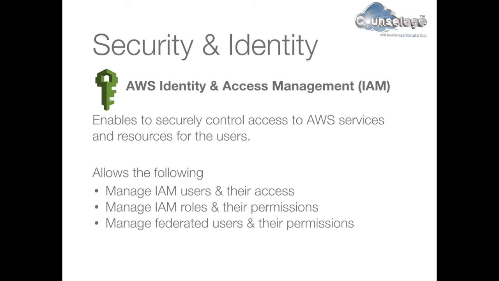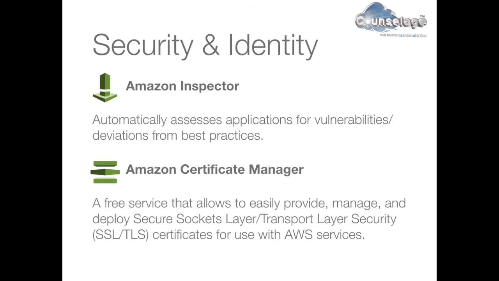The next security and identity service is Amazon Inspector. Amazon Inspector is an automated security assessment service that helps improve the security and compliance of applications deployed on AWS. It automatically assesses applications for vulnerabilities and deviations from best practices. After performing an assessment, Amazon Inspector produces a detailed list of security findings prioritized by level of severity.